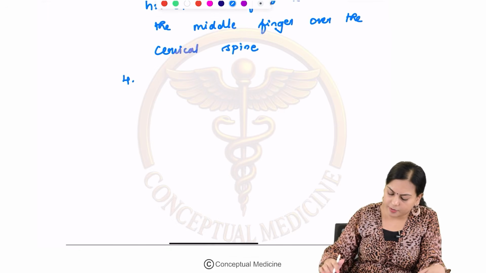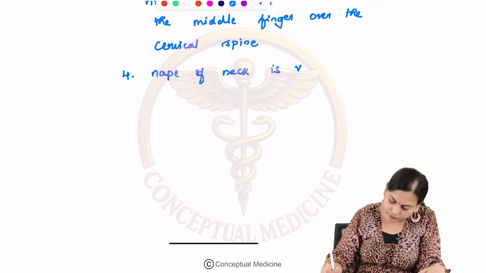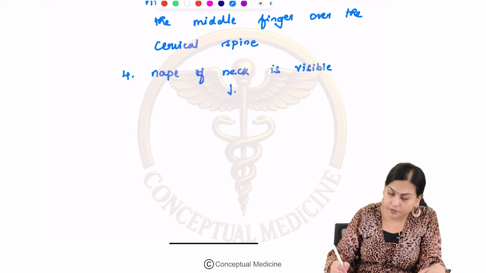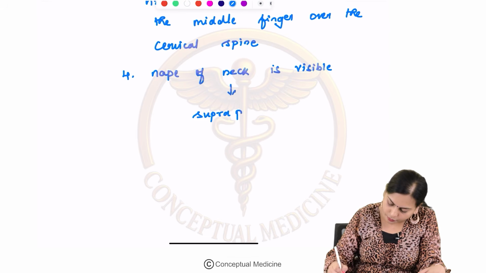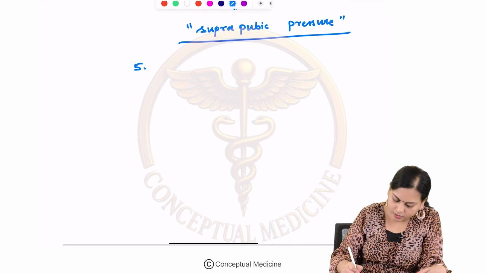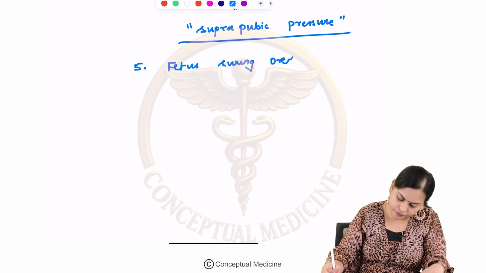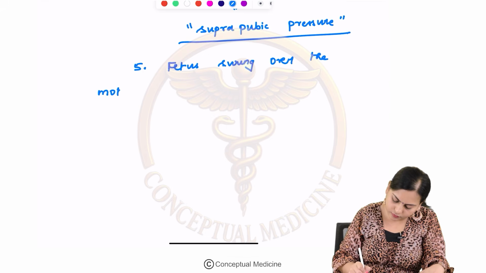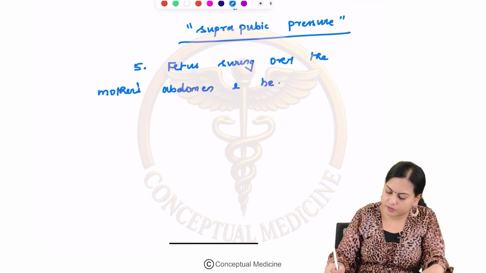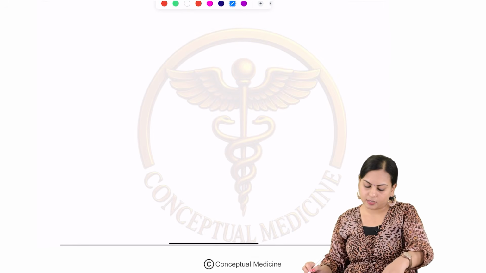So, when the nape of the neck is visible, we will be giving suprapubic pressure by an assistant. Then the fetus is swung over the mother's abdomen and then the head is born. Clear? Right.